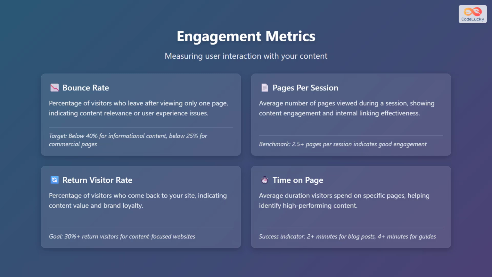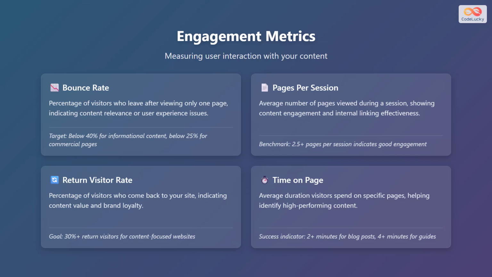Next, pages per session is the average number of pages viewed during a session, showing content engagement and internal linking effectiveness. A benchmark of 2.5 plus pages per session indicates good engagement. Return visitor rate is the percentage of visitors who come back to your site, indicating content value and brand loyalty. A good goal to aim for is 30% plus return visitors for content-focused websites.